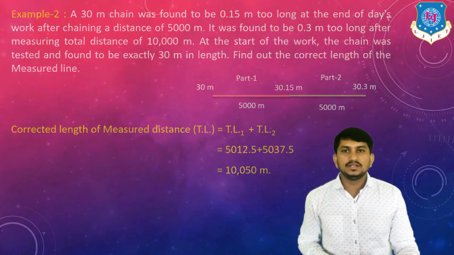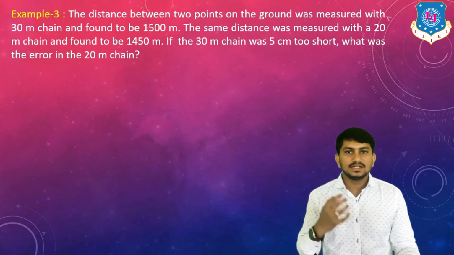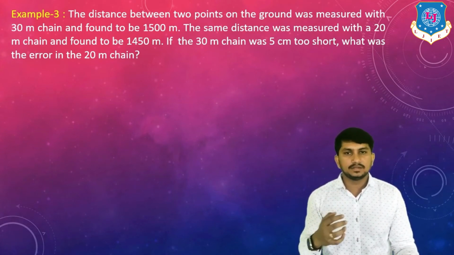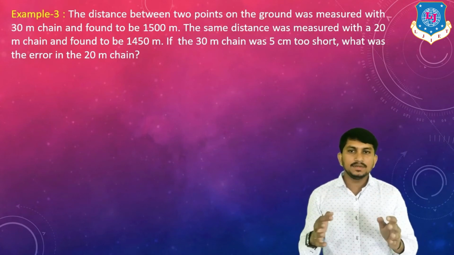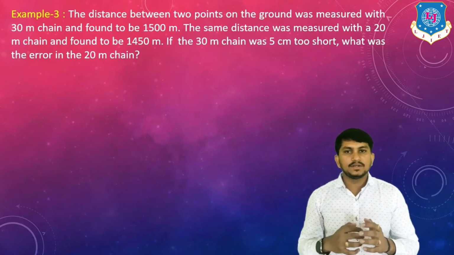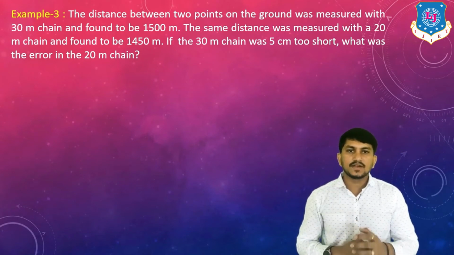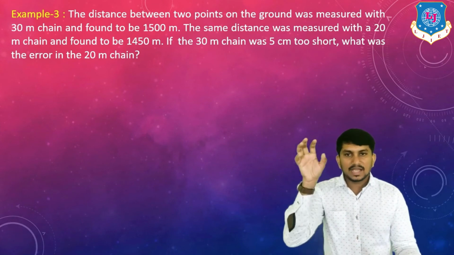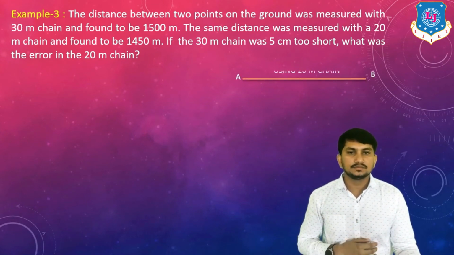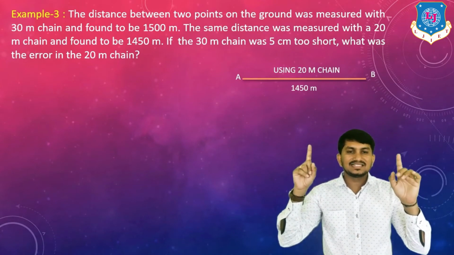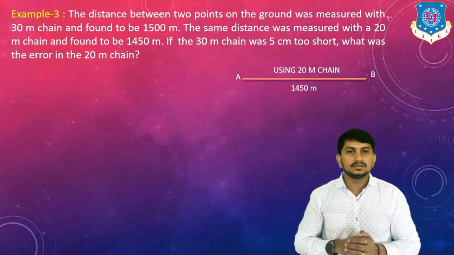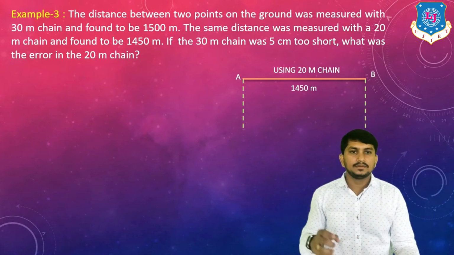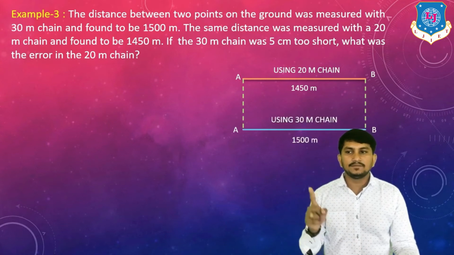Now let's move to the third example. The distance between two points on the ground was measured with a 30 meter chain and found to be 1500 meter. The same distance was measured with a 20 meter chain and found to be 1450 meter. If the 30 meter chain was 5 centimeter too short, what was the error in the 20 meter chain? This example can be understood by this figure. The distance between A and B is first measured with the 20 meter chain and found to be 1450 meter. The same distance is measured with the 30 meter chain and found to be 1500 meter.